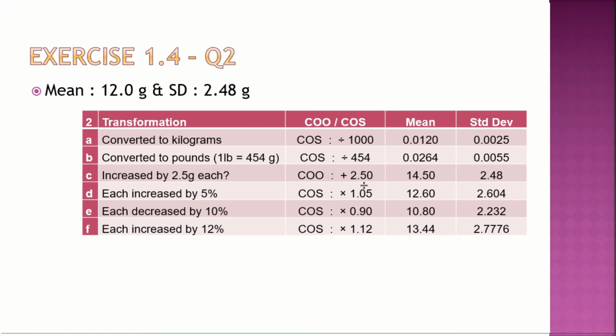You decrease by 10%, it will be 0.9. You increase by 12%, it will be 1.12. So increase and decrease of percentage is COS. You times accordingly. Okay, but if increase by this much only is not percentage, then it is COO. So please make sure you sort that out, okay? I'll just go through the questions, okay?